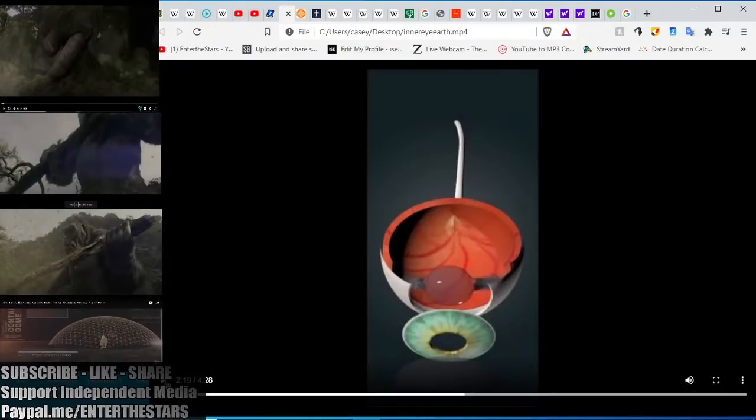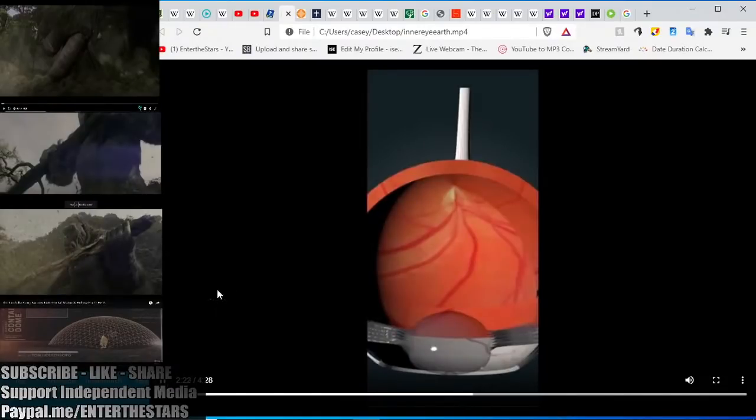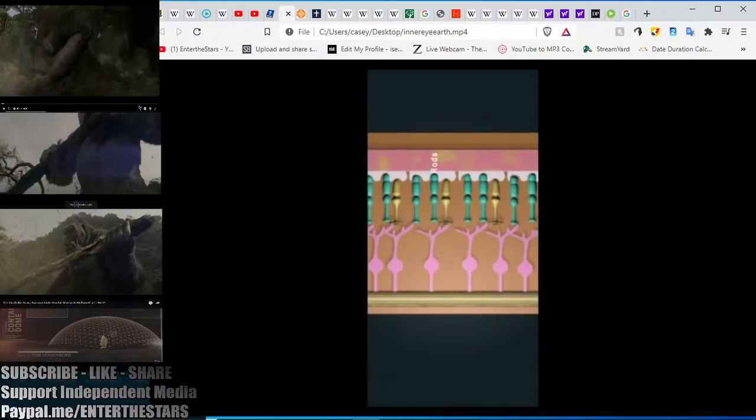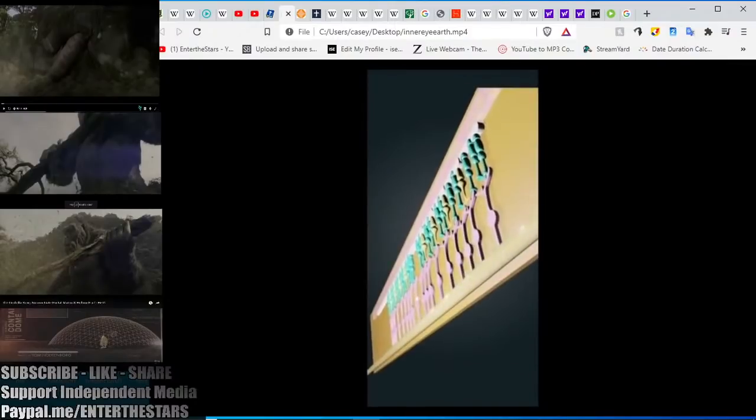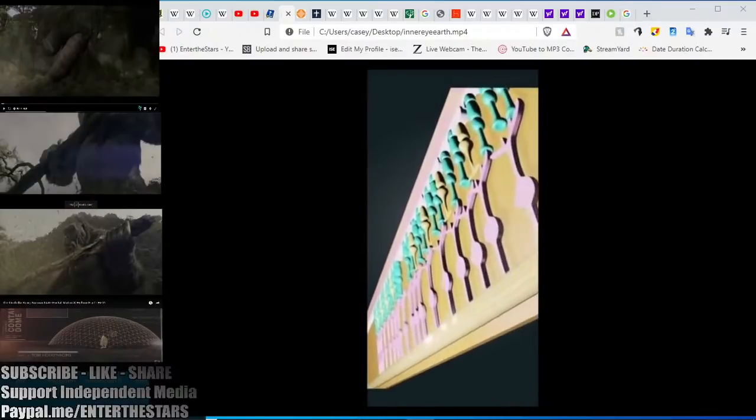Well, Casey, what about the lens of the eye? What does it look like inside? Well, you're about to see. This is going to confirm it for a lot of you because you're going to see the same packed hexagonal honeycomb matrix, which would be just like the firmament that Kong threw the tree at.